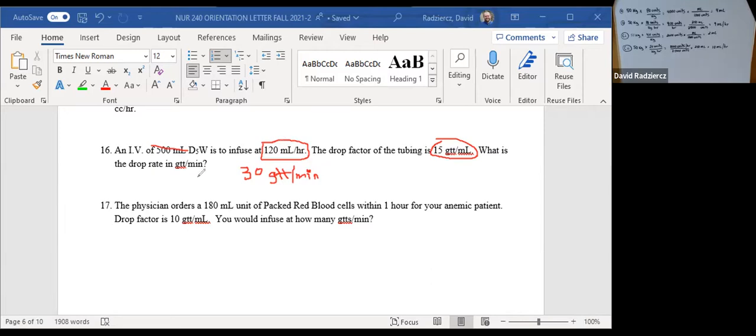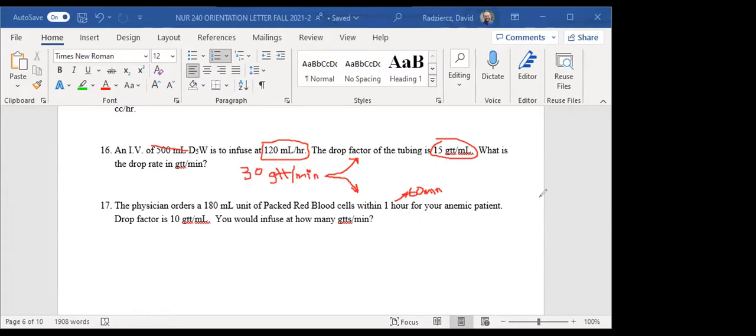An example of what I was just saying is number 17. It says a physician orders a 180 milliliter unit packet of red blood cells to be received within 1 hour. So my flow rate is 180 milliliters per hour, because I have volume and I have time, times 10. I'm going to tell you to do the same thing with this. 1 hour is the same as 60 minutes. So 180 over 60 is 3 times 10, and my answer is actually the same. So for both 16 and 17, the answer is the same.